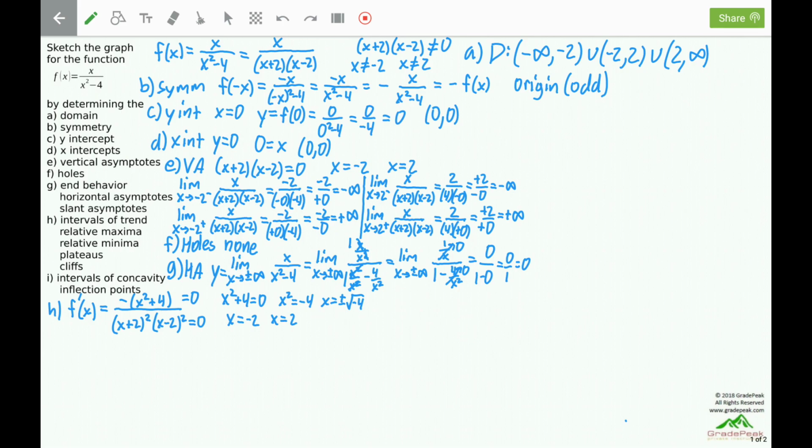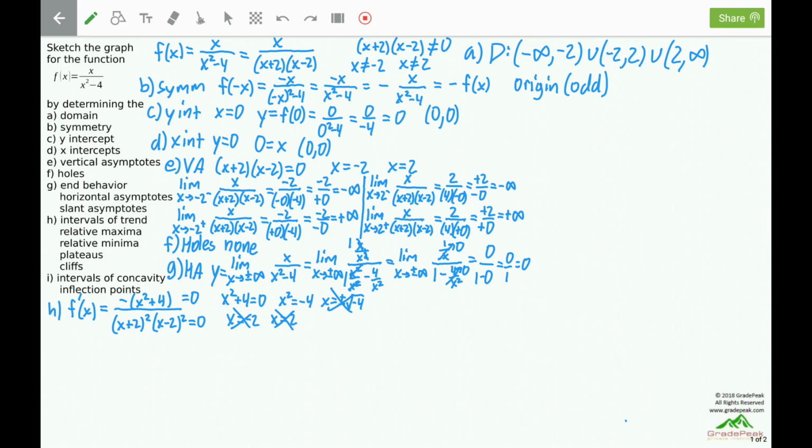We'll now check to see which of these are in the domain. The domain is all real numbers except -2 and +2. So x equals plus or minus the square root of -4, which will be non-real numbers, are not in the domain. They're crossed out. They're not critical numbers. x equals -2 and x equals +2 are real numbers, but they are excluded from the domain. They were each found to be vertical asymptotes. And so they are also crossed out. They are not critical numbers. Therefore, we have no critical numbers.